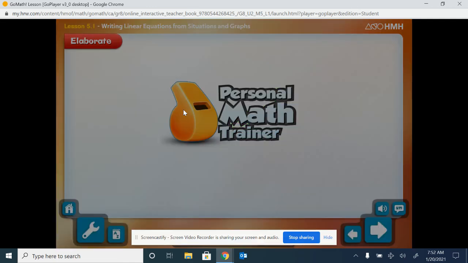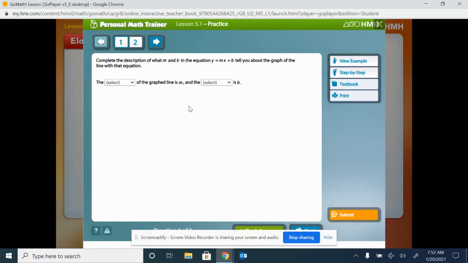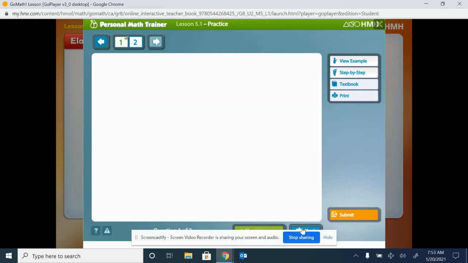Now let's practice. So number 1, it says complete the description of what m and b in the equation y equals mx plus b tell you about the graph of the line with the equation. M represents the slope and b represents the y-intercept. I check it and it's correct. Then I go to the next one.